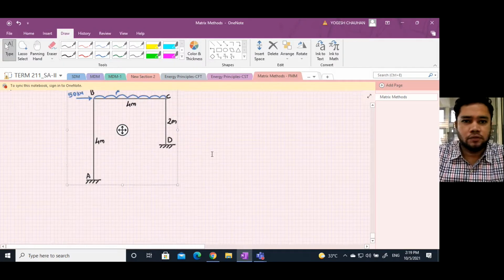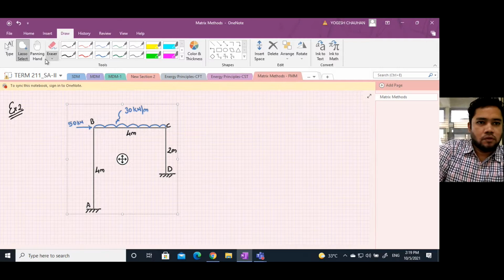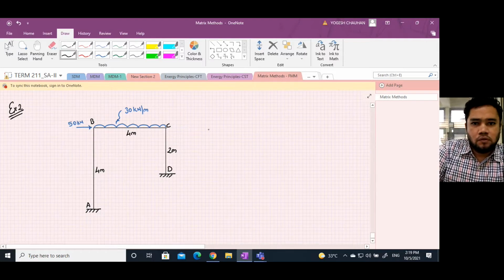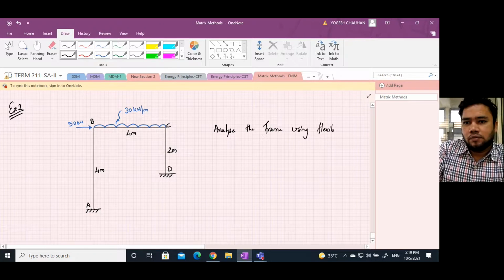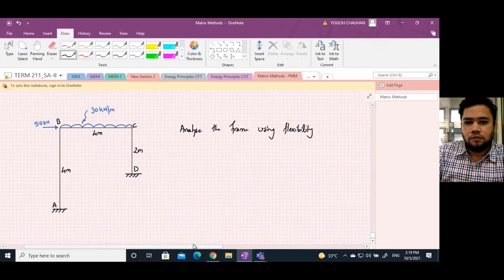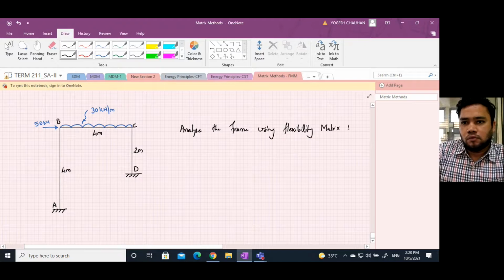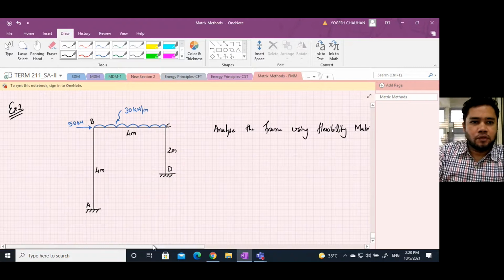So let us solve this. Analyze the frame using the flexibility method, the flexibility matrix.